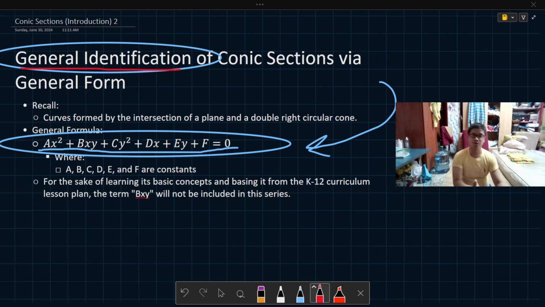So here's the question. How would they know if they are exactly a circle, a hyperbola? How are we going to know that? We will know that in the future.